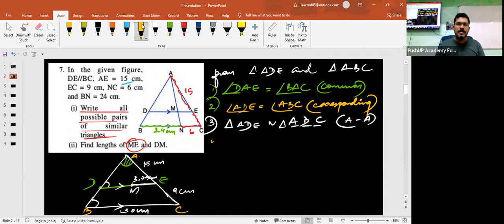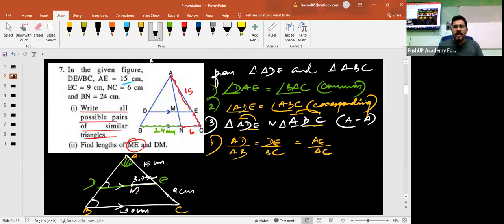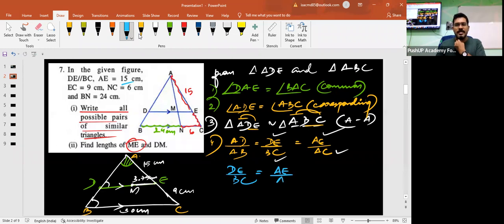Now let us write the ratios in proportion. You get AD upon AB is equal to DE upon BC. DE upon BC is equal to what? AE upon AC. Last two ratios we will take, because DE is something which we need, BC is given to us, AE is given to us, AC is also given to us. Good decision, student. Let's start. So DE upon BC is equal to AE upon AC.